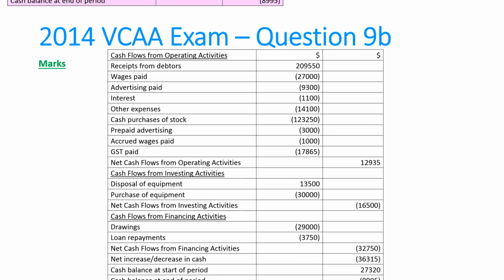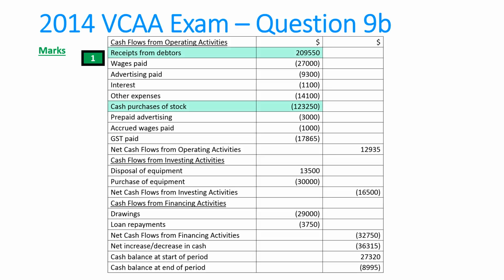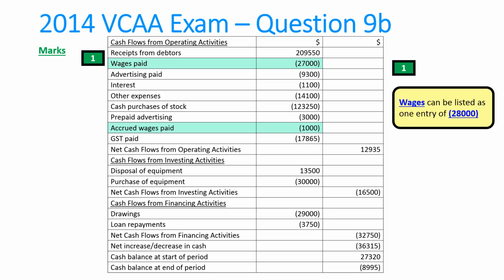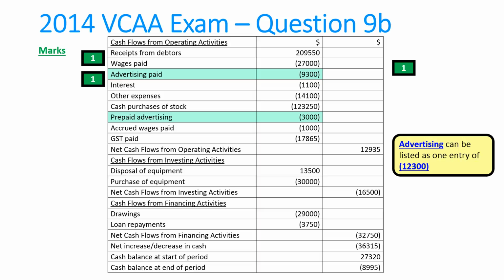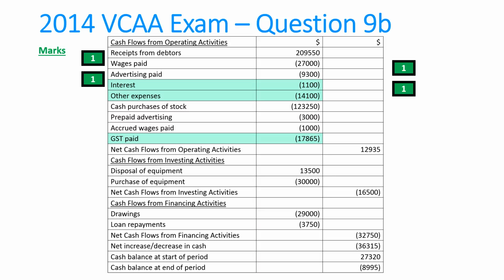Looking at the marks, a lot of marks, the biggest question on the paper in terms of marks, this one. One mark for the receipts from debtors and the cash purchases of stock together. They both came from 9A, so there's only one mark for the two. One mark for wages and accrued wages. Now I've split them. If you actually just want to combine them in one entry, that's acceptable as well. There's one mark for advertising and prepaid advertising paid. And again, I've split them, but if you do want to combine them into one entry, that's acceptable as well. We have the interest, the other expenses, and the GST paid. That'll get you another mark.